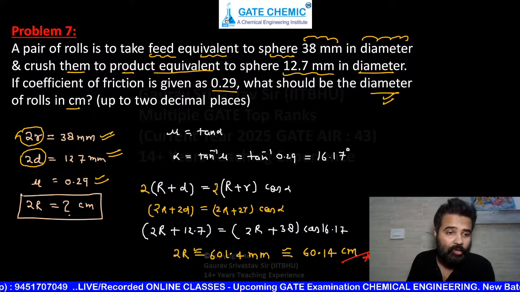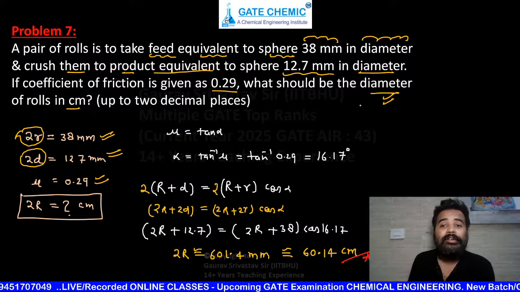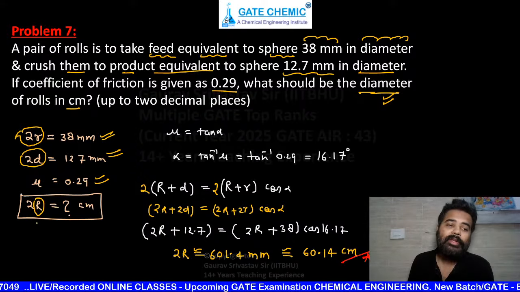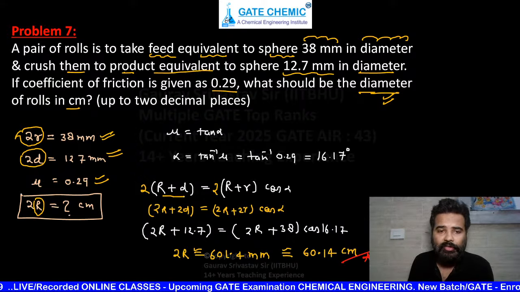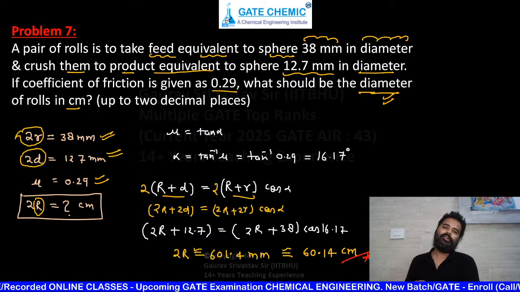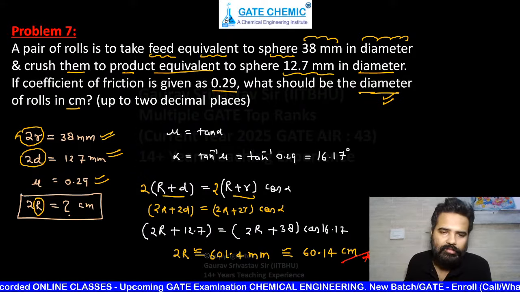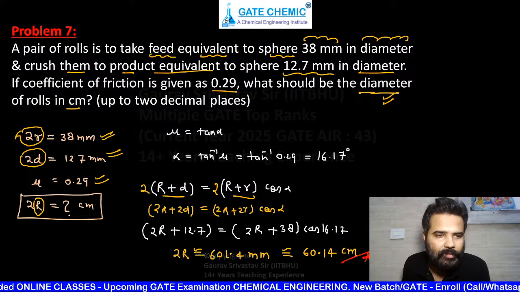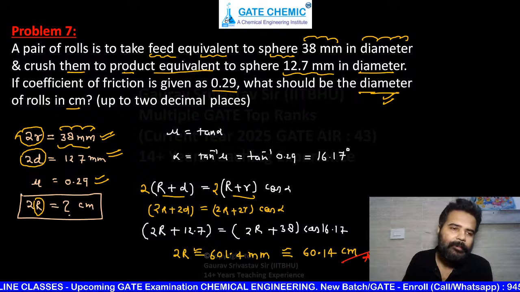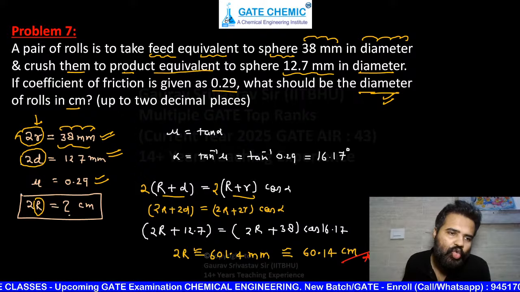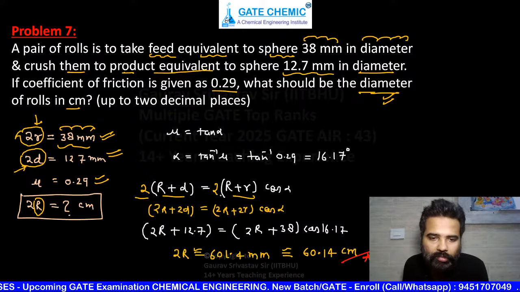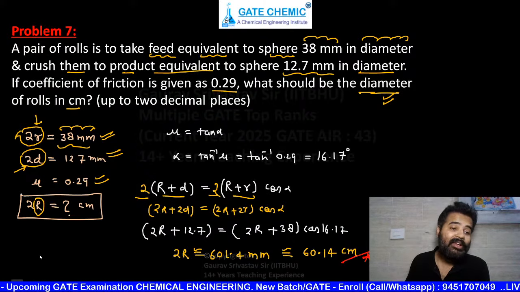Clear? So now we need the diameter of the rolls. For diameter we need to calculate this R. So clearly this is our beautiful formula. Now, a short trick. In order to save time, I am directly putting 2R or 2D here. How, sir? I am going to multiply both sides with 2. Is there any change in the expression?